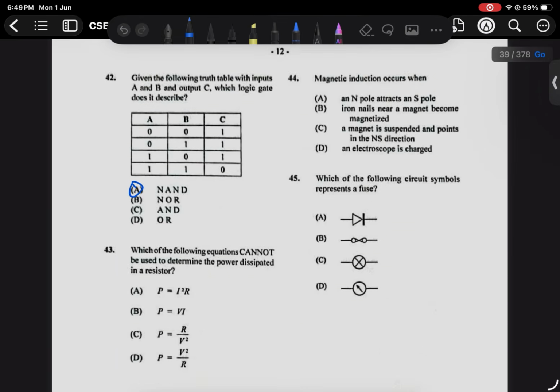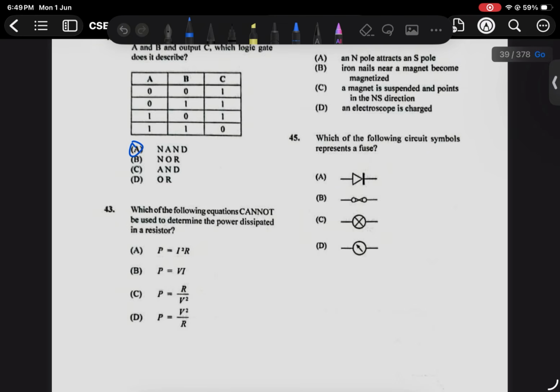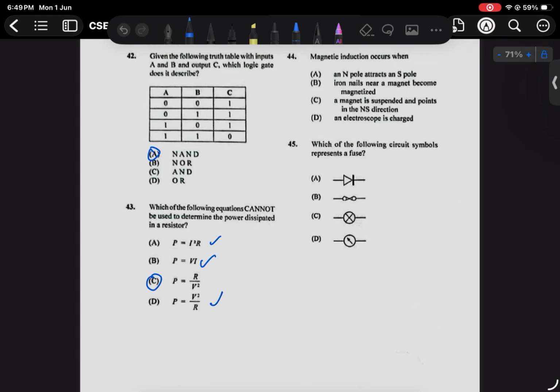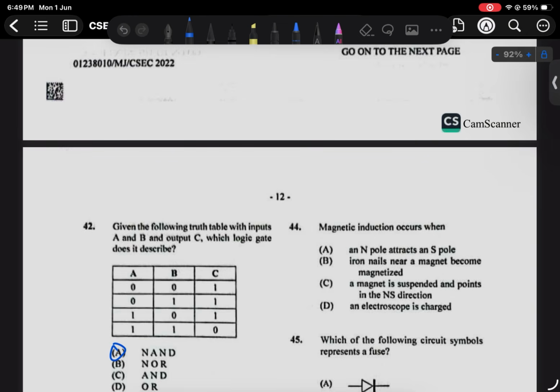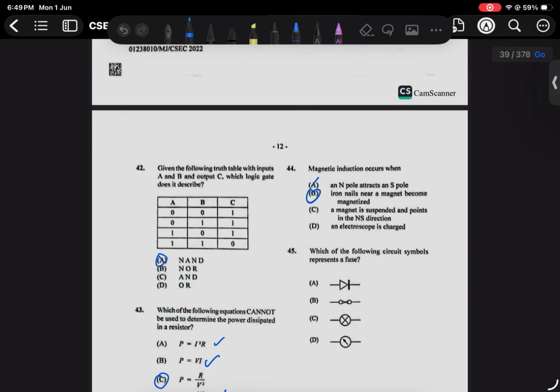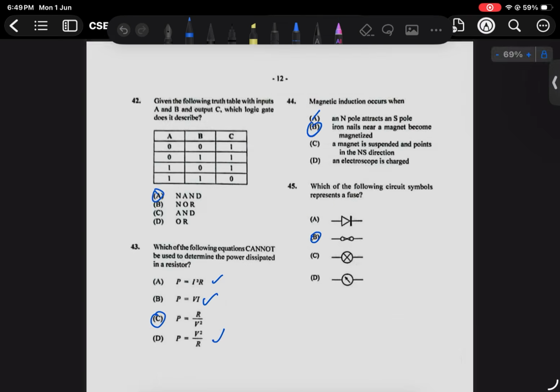Item 43. Which of the following equations cannot be used to determine the power dissipated in a resistor? That is R over V squared. These are correct. Magnetic induction occurs when iron nails near a magnet become magnetized. Yes. Which of the following circuit symbols represents a fuse? This one represents the fuse.